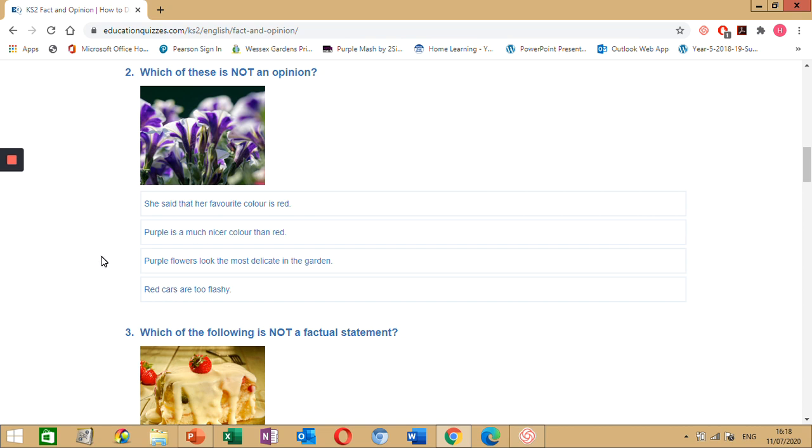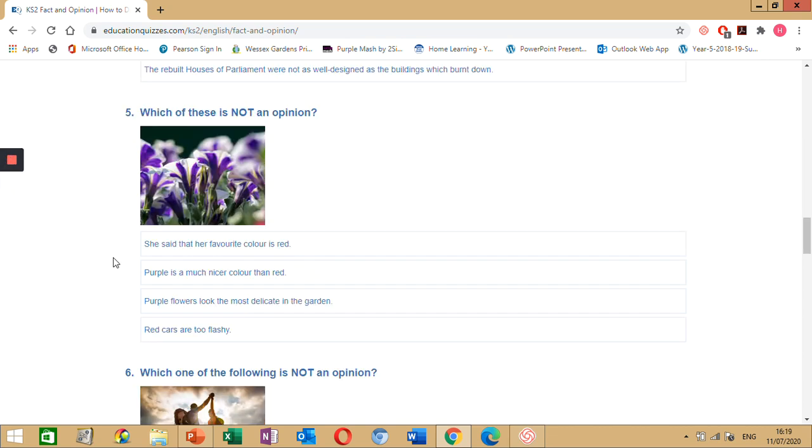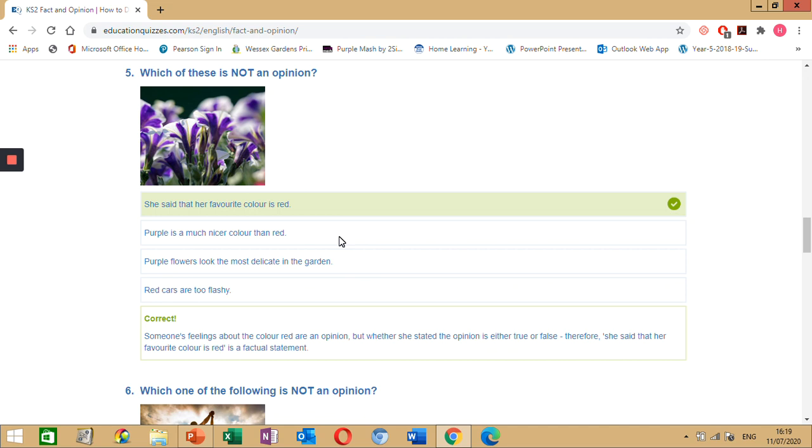Excellent work. Now let's go through the answer. So the answer is, she said that her favorite color is red. Someone's feelings about the color red are an opinion, but whether she stated the opinion is either true or false. Therefore, "she said that her favorite color is red" is a factual statement, because she didn't say "my favorite color is red." This is talking in third person, so they're just relaying what that person said. So it's a fact, this is what they said.